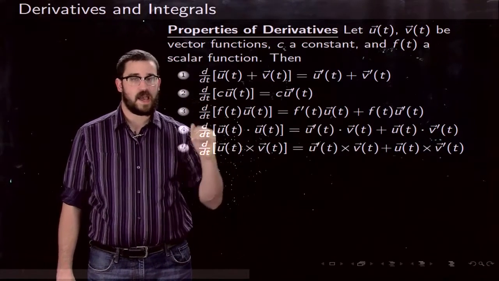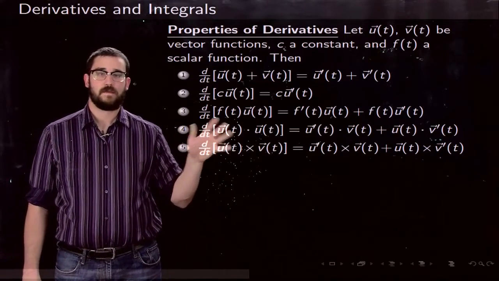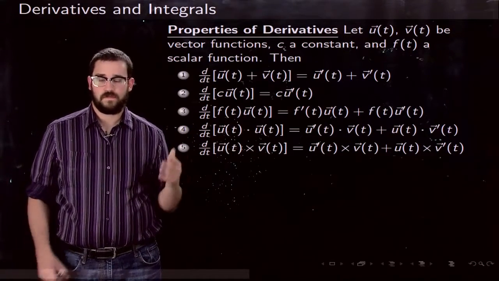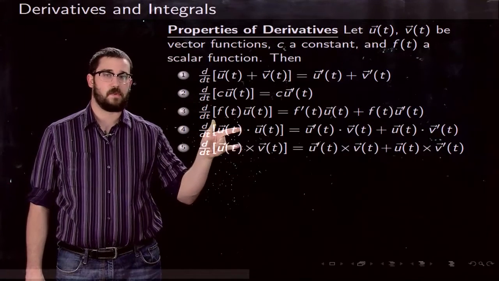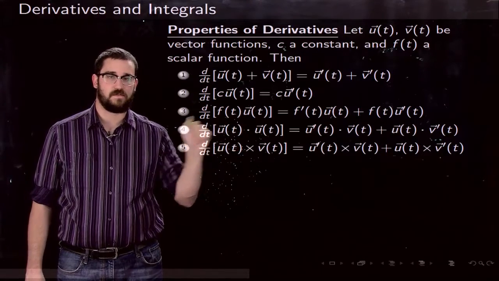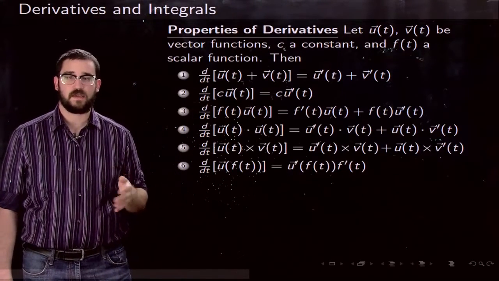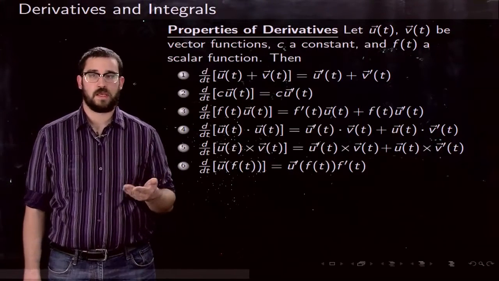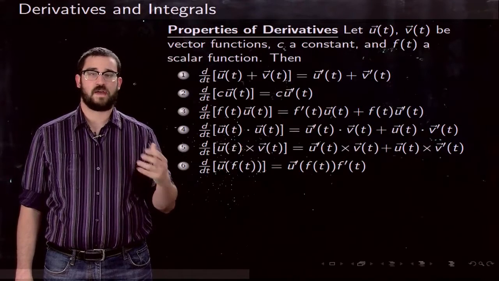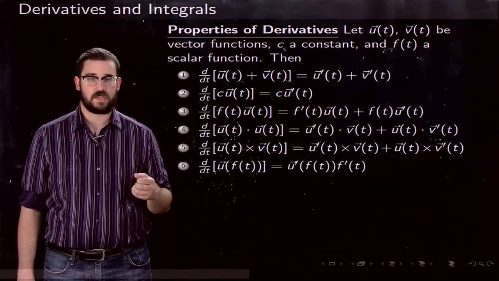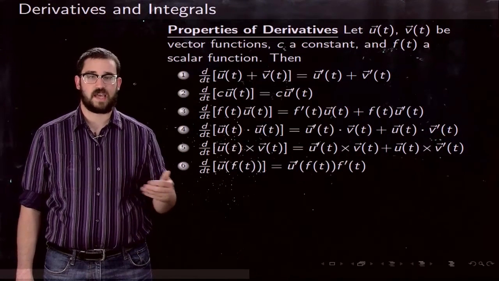So once we've added multiplication of vectors with our dot and crosses, it should look very similar to all the product rules that you might be familiar with, but with some adaptations because of the dot product and the cross product. And finally, we have a chain rule in the sense of a scalar function. We have u of f of t is equal to u prime of f of t times f prime of t.